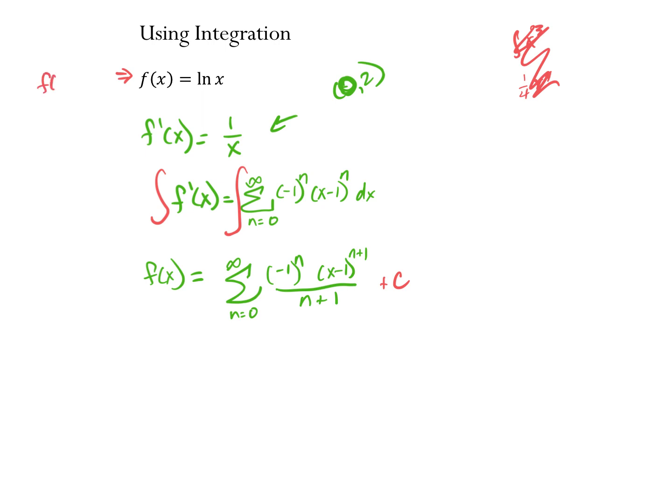What do we know f of 1? Like that's the easiest point on a natural log function, right? Zero. When x is equal to 1, y is equal to 0. So that means this whole function should equal 0 when x is equal to 1. Is everybody with me? Okay, so we got 0 equals the sum as n equals 0 to infinity of negative 1 to the n times 1 minus 1 to the n plus 1 all over n plus 1, which is all 0.